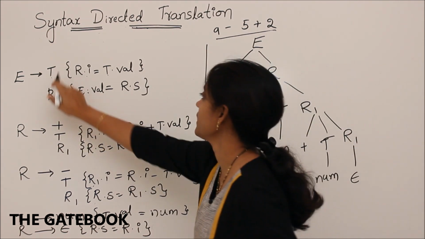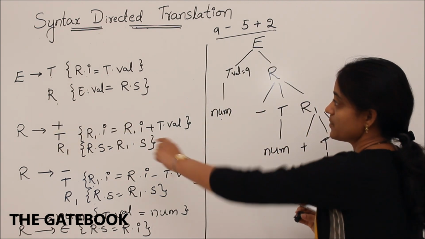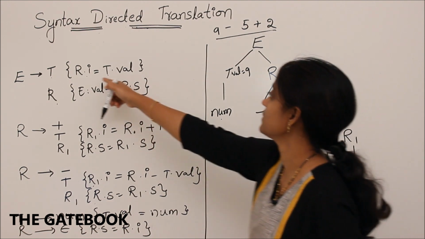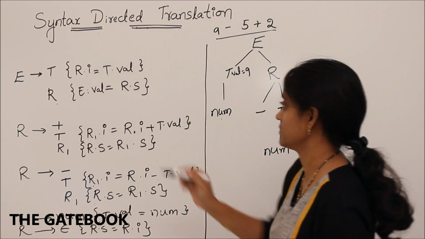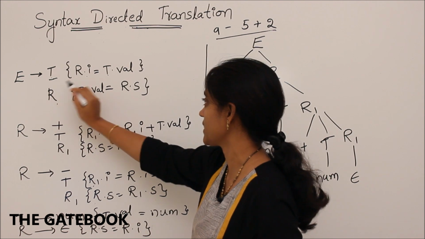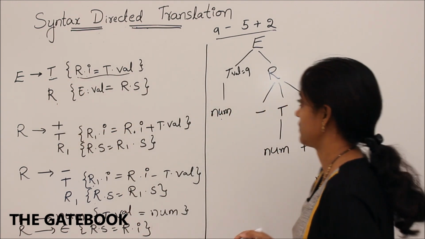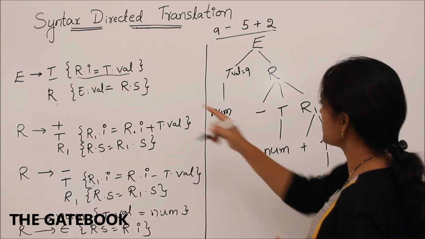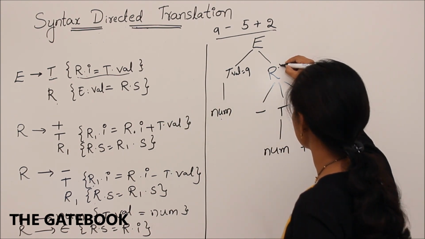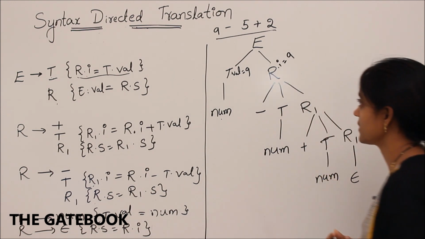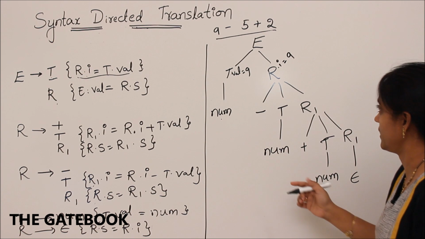E derives TR. So here, because it's a translation schema, we should apply the rules in that given order. So it is saying that first evaluate T and then apply this rule before evaluating R. So what is that rule? That rule is saying inherited attribute for R is nothing but T dot value. So here inherited attribute for R is 9.